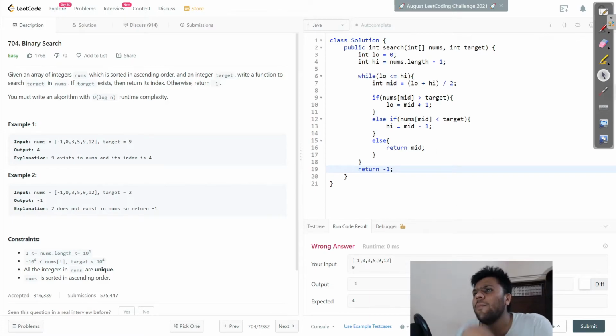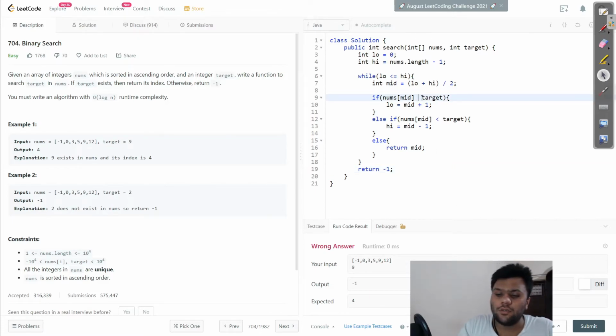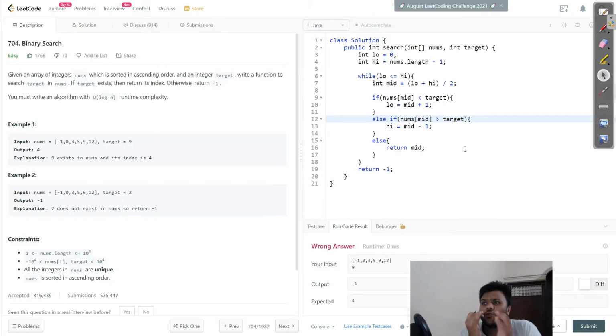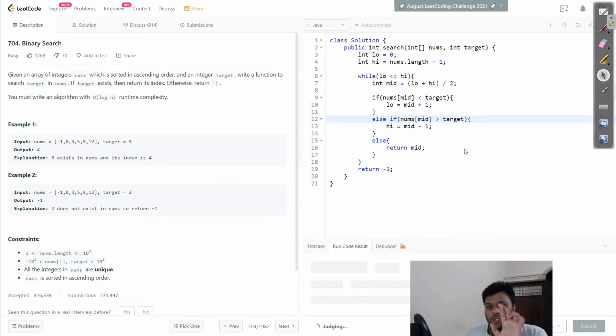So guys, by mistake I put the wrong sign over here. For nums of mid, if it is greater than my target, I will move my high; otherwise, if my target is greater, I will move my low to mid plus 1. Just a little mistake. Let me run it again, and finger crossed, it will be accepted now.